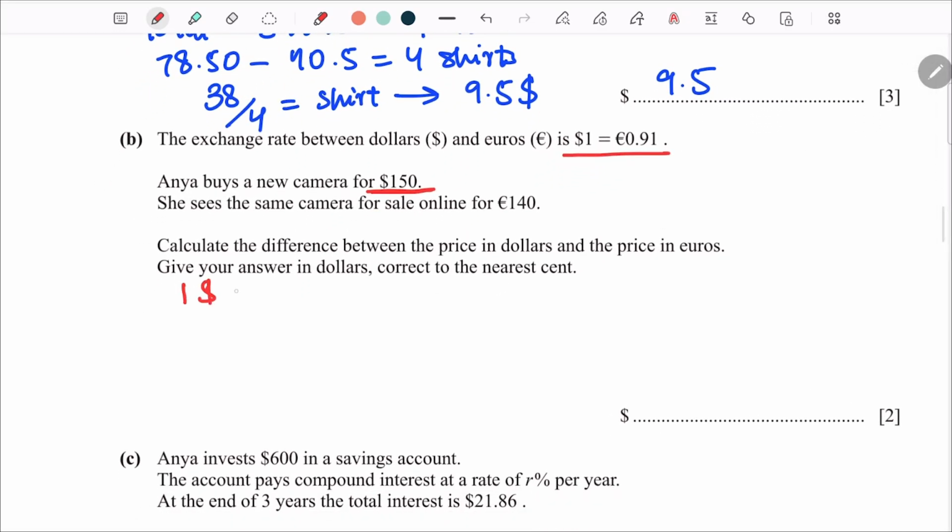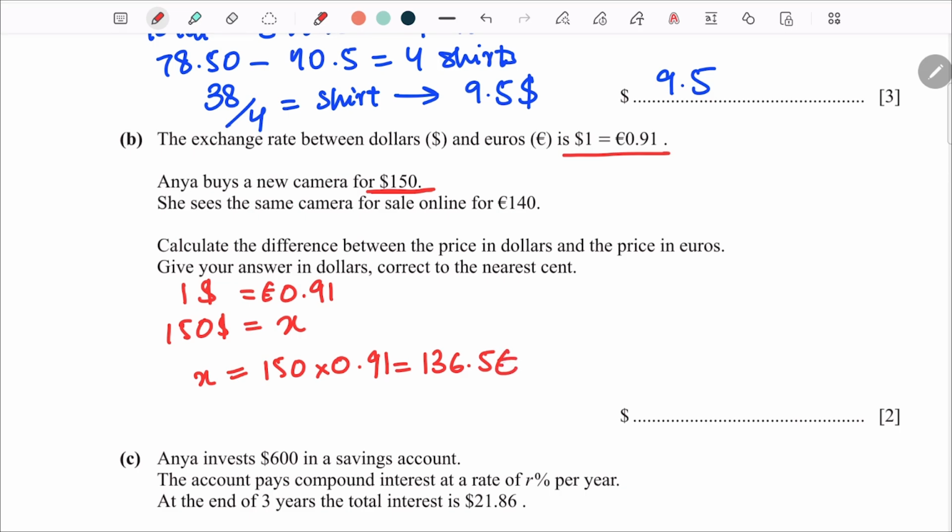If $1 is equal to 0.91 euros, then $150 is going to be x. x is equal to 150 multiplied by 0.91, and this is equal to 136.5 euros. So for the camera, she pays 136.5 euros.